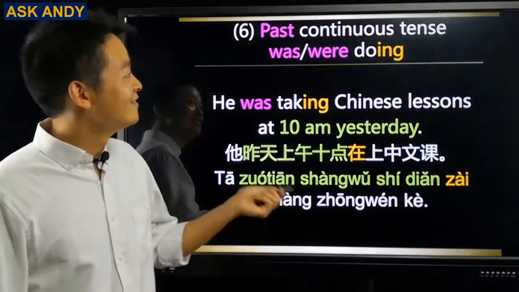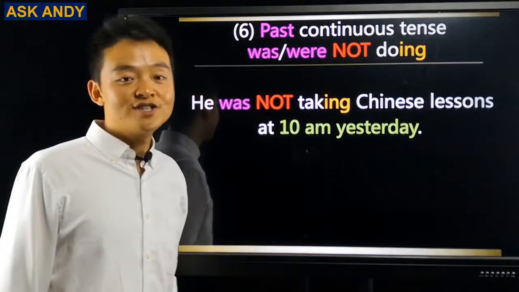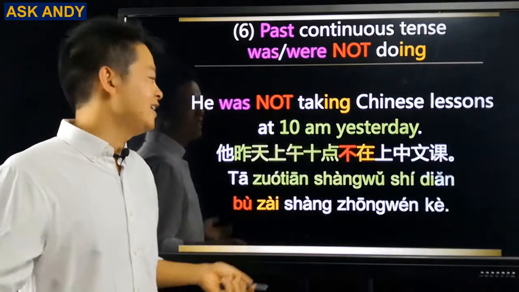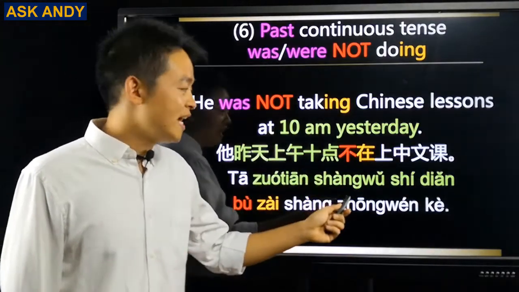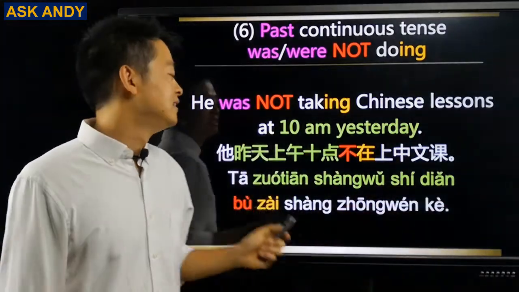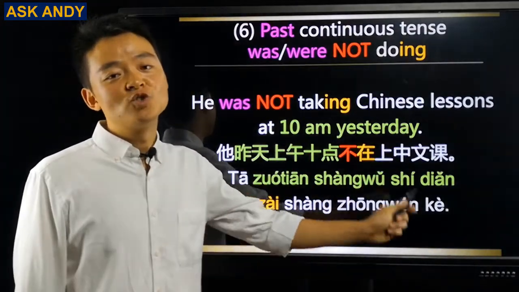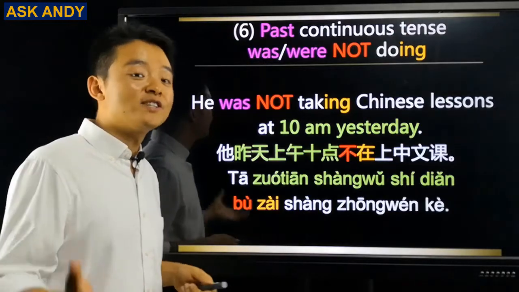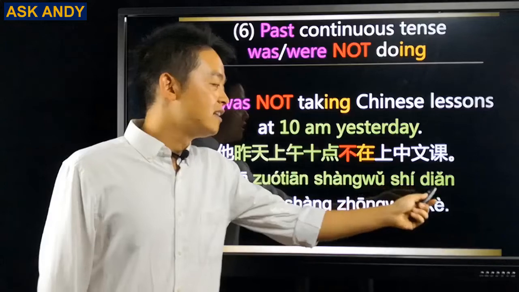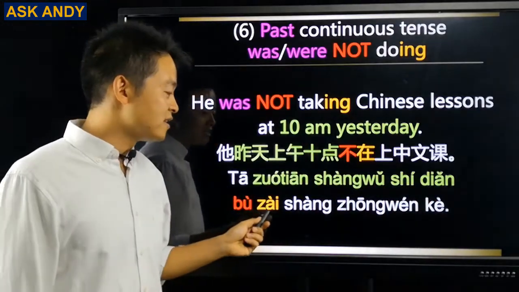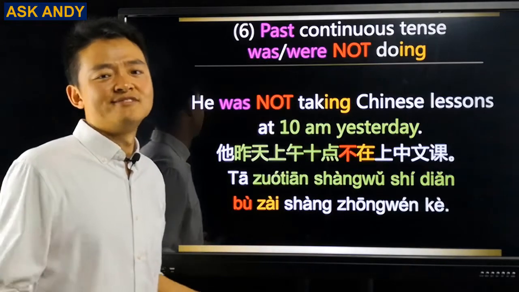How do we negate? He was not taking Chinese lessons at 10 a.m. yesterday. The same. 他昨天上午10点不在上中文课。Let's try it with my translation. He, yesterday morning at 10 o'clock, not in the process of taking Chinese lessons. It's easy to understand in this way, right?